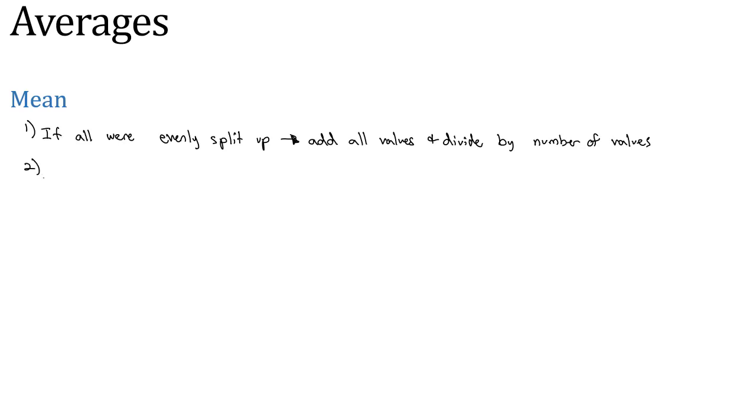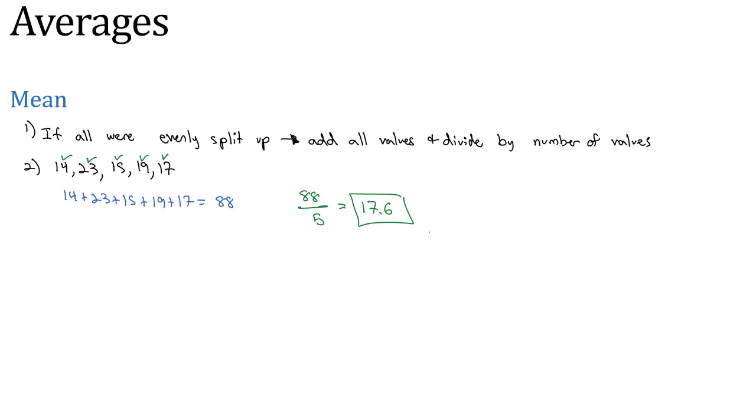So for example, if I had the numbers 14, 23, 15, 19, and 17, and I wanted to find the average, we could add up all the values, 14 plus 23 plus 15 plus 19 plus 17. Add them all up, and I get 88. And then I take that 88, and I'm going to divide it by the number of values. 1, 2, 3, 4, 5. 88 divided by 5 is 17.6. And so the average of these 5 numbers is 17.6.